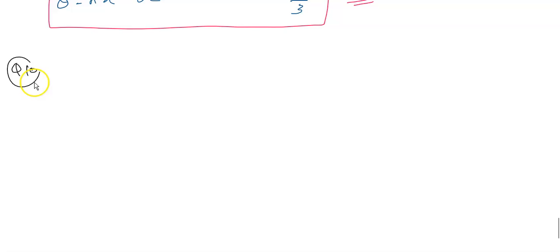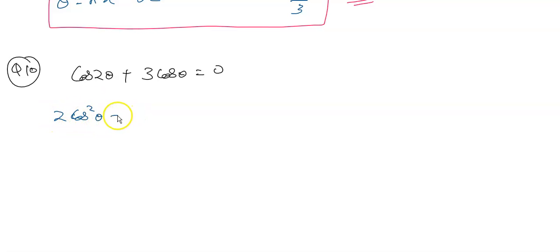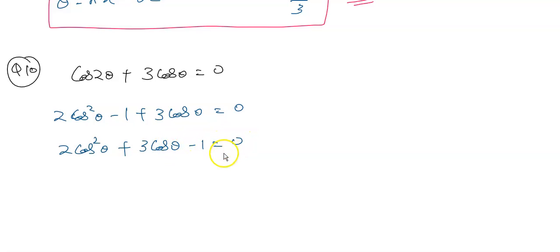Question number 10. Cos 2 theta plus 3 cos theta is equals to 0. Then, okay, so let's calculate this. यहाँ पे लिखा हुआ है cos 2 theta plus 3 cos theta is equal to 0. So we can convert this into a quadratic in cos theta. So if you convert this into a quadratic, तो ये आ जाएगा 2 cos square theta minus 1 is nothing but cos 2 theta plus 3 cos theta is equal to 0. So this is 2 cos square theta plus 3 cos theta minus 1 is equals to 0.